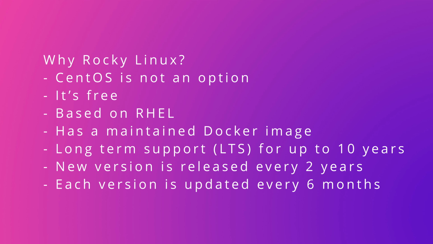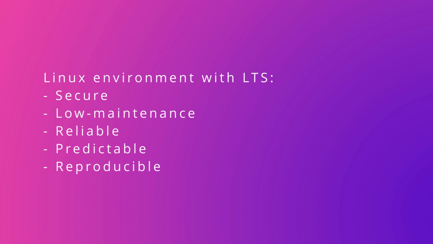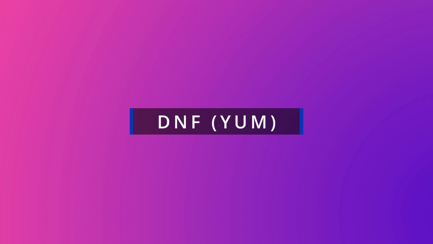A new version is released every 2 years and each version updated every 6 months. This results in a secure, low-maintenance, reliable, predictable and reproducible Linux environment. You can also use Fedora if you don't mind a more regular update schedule, which could mean more maintenance. For production environment, you should probably best use Red Hat Enterprise Linux. As package manager, I'll use dnf, which is the successor of yum.